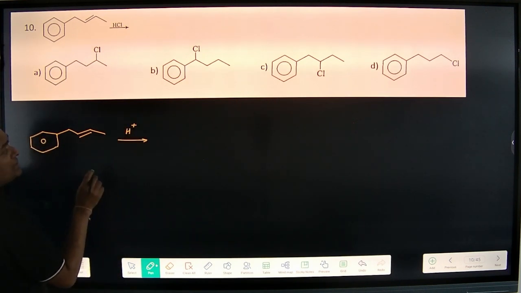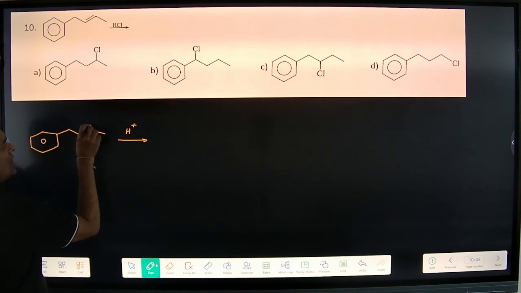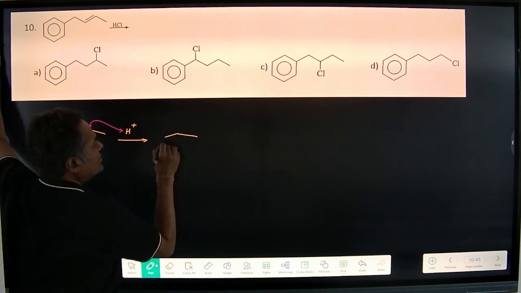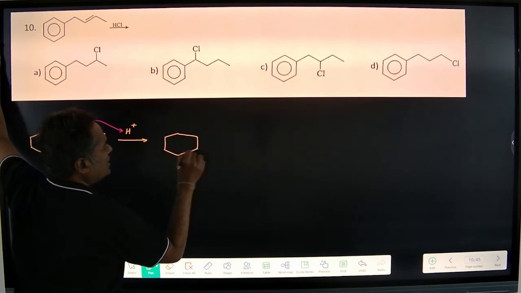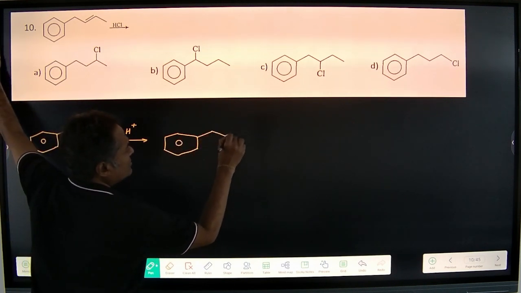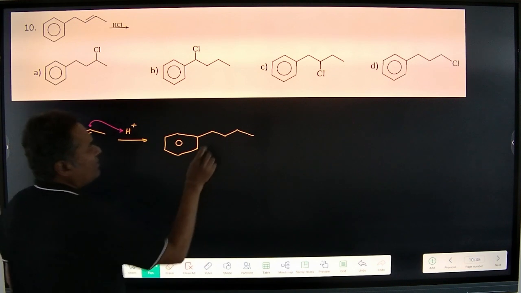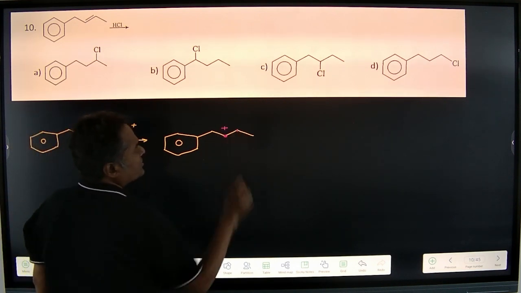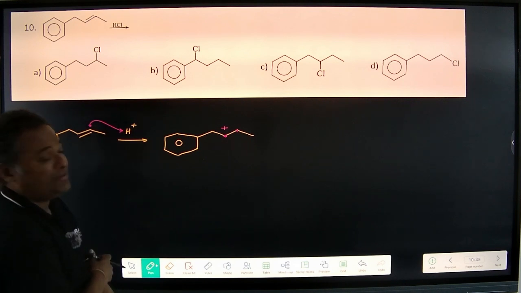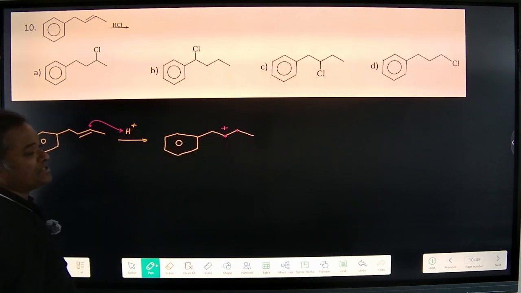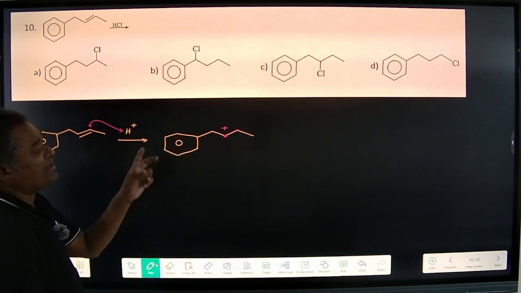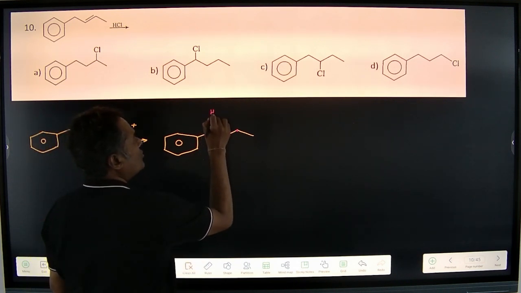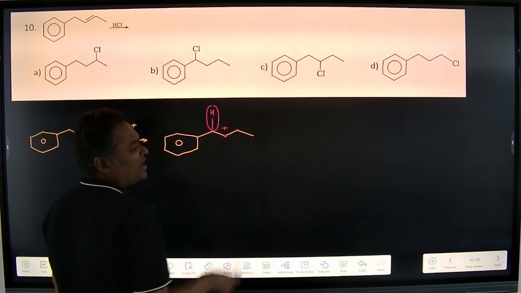So what will happen? Here this carbon will take the proton. Over here you will get a benzene with this carbon atom having a plus charge because the proton is added over here. Now why have we taken this carbocation as stable? Not stable, but we have taken this. Why? Because you can have a hydride shift over there. That means it's a carbocation rearrangement.